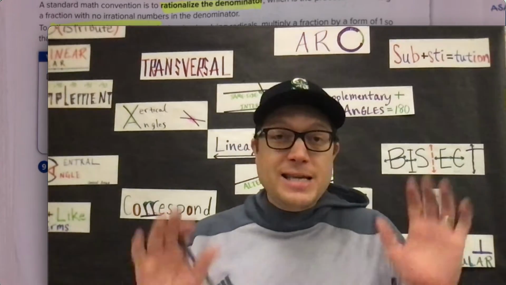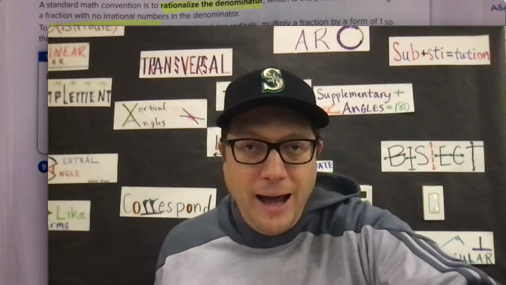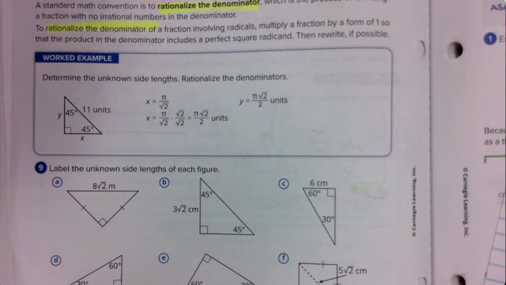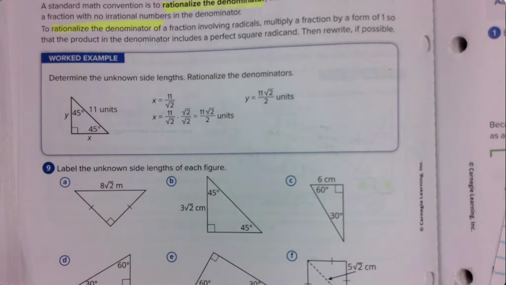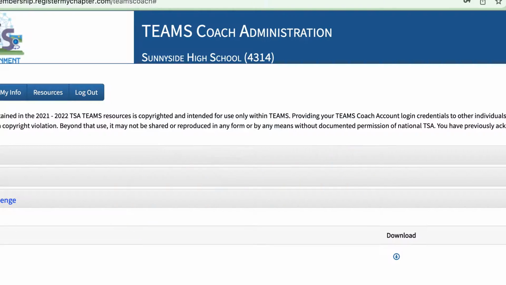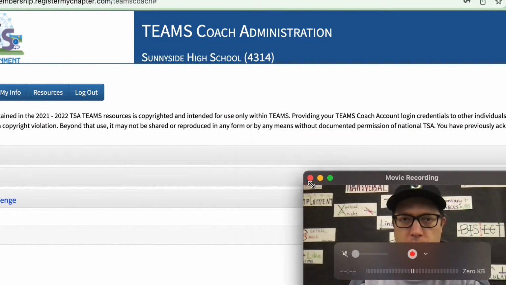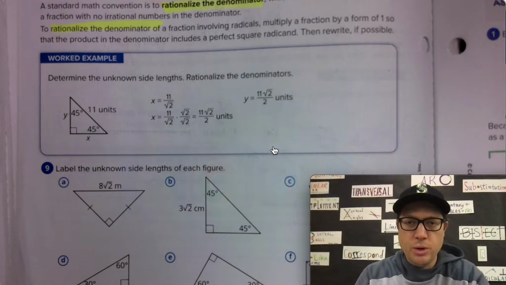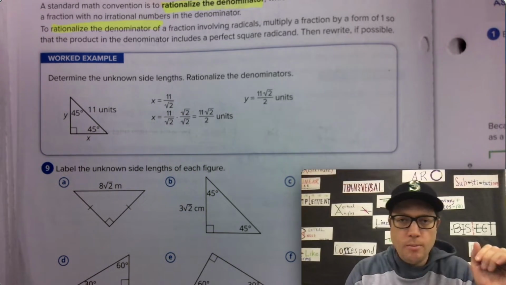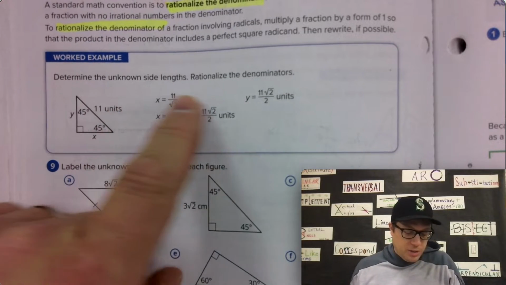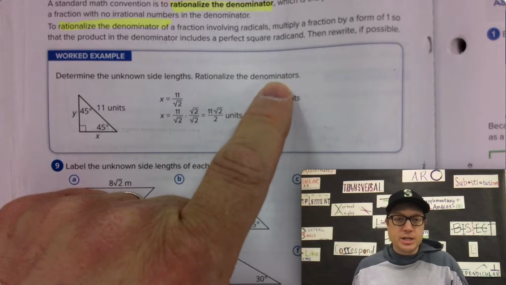Okay, let's take a look at page 346, the bottom half, where we're going to work through the unknown sides of a figure. Now, I'm going to at least annotate the worked example. You have a highlighter, you have a pencil, you have things you need to use. Determine the unknown side lengths and then rationalize the denominators.